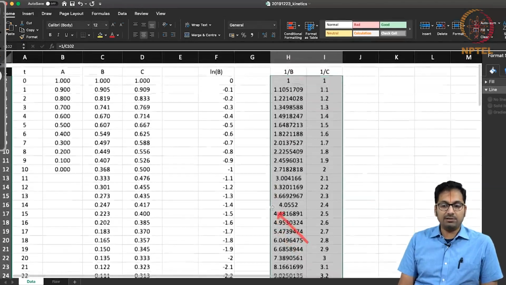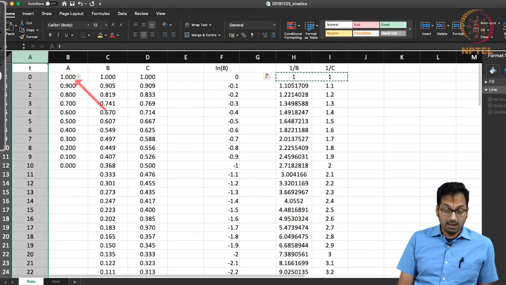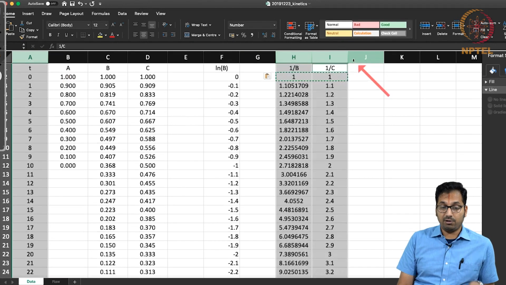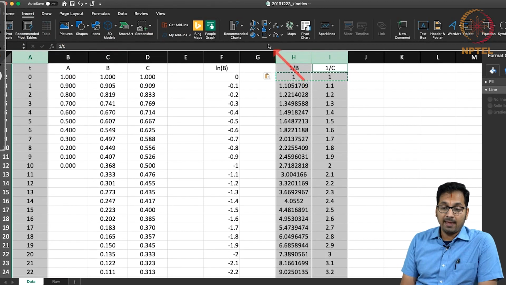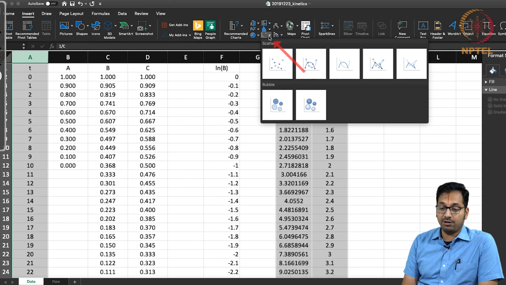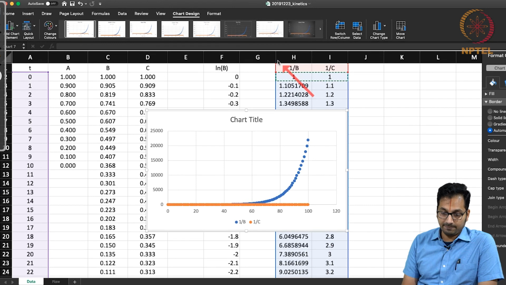Okay, so now we have gotten this. Why don't we plot these as a function of time? So I am plotting 1 over B and 1 over C, and whichever gives you a straight line is a second order reaction, whichever does not give you a straight line indicates it's not a second order reaction.